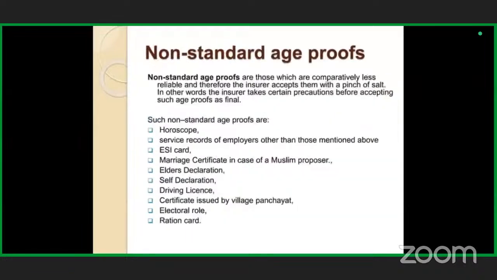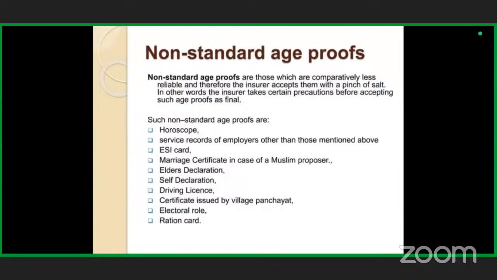Okay, non-standard age proofs. What kinds of proofs cannot be considered as age proofs and will be called non-standard age proofs? Horoscopes, meaning a horoscope recorded on paper by a pantulu of the temple. Service records of employees other than those mentioned above. An ESI card is not age proof. A marriage certificate in the case of a Muslim proposer is not age proof. An elder's declaration is not age proof. A self-declaration, saying I am having this age, I am giving a declaration, will not be accepted.